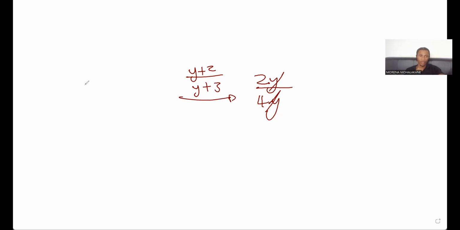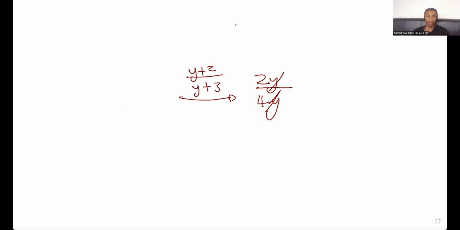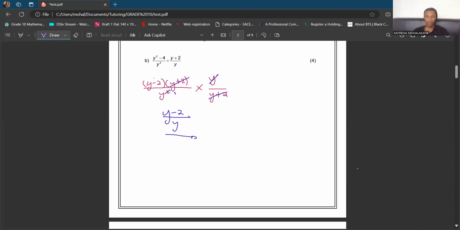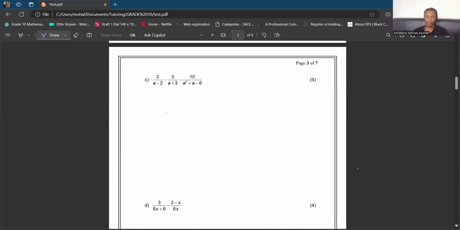Good. Let's get back to that question. So this y, I have one y here. It's going to cancel one of the y's there. So you're remaining with y exponent 1. So my answer will be y minus 2 all over y. Good.